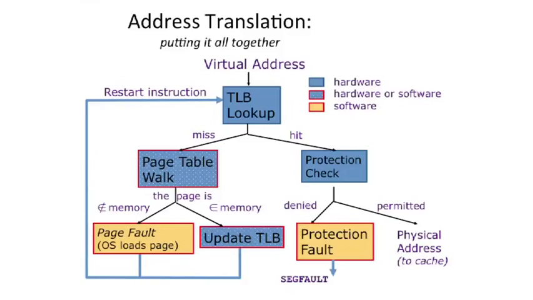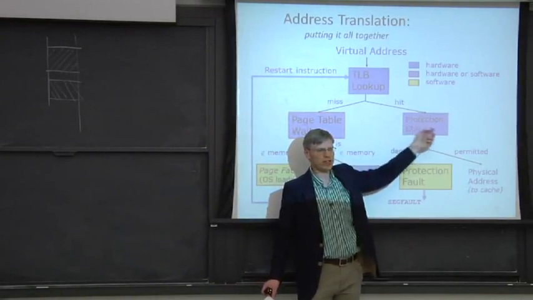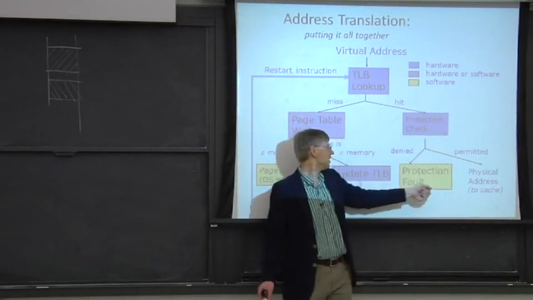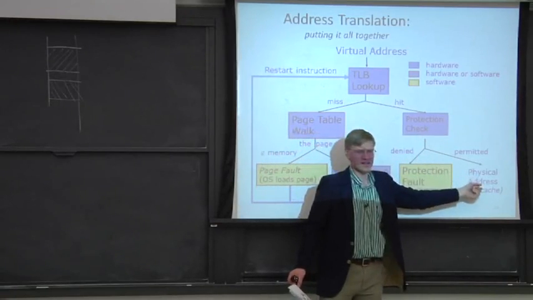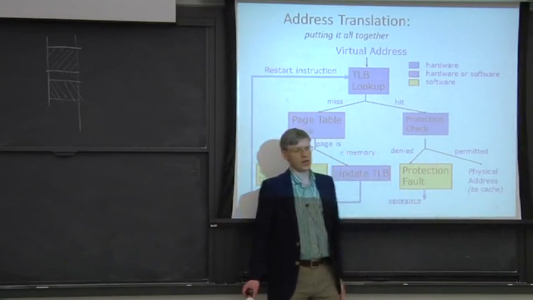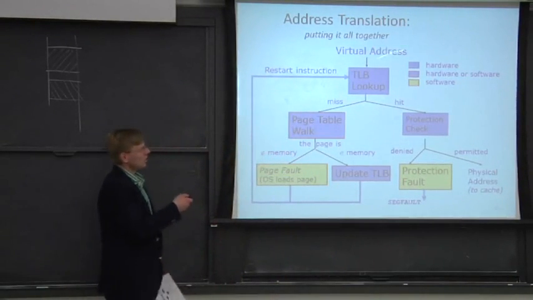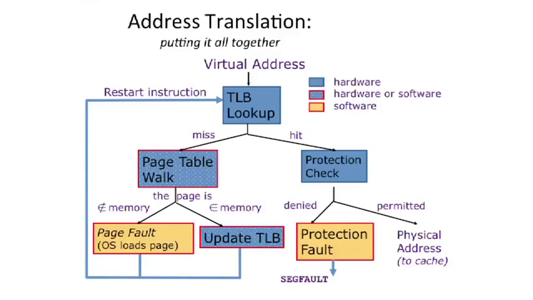OK, so let's look at the big, putting it all together perspective. You have a virtual address that comes in, goes through your TLB. If you get a hit, you check to make sure you can read it or write it, or you have access to it. If you do, you just access the cache, and life is great. If you don't, you trap into the operating system with a protection violation or some sort of segmentation fault. Let's say you take a miss on your TLB lookup, you end up with the page table walker. Now, this might be a hardware page table walker or a software page table walker.